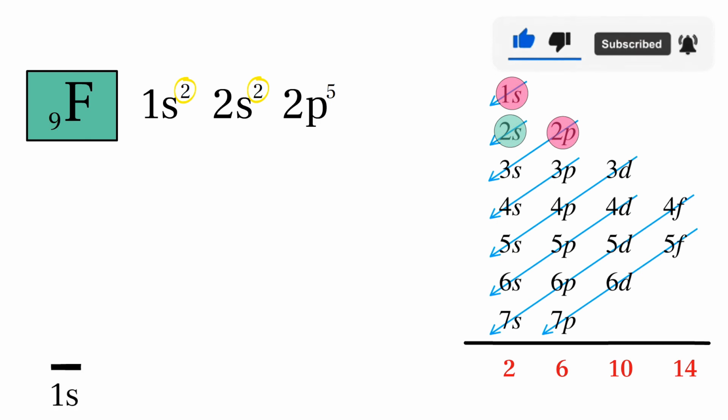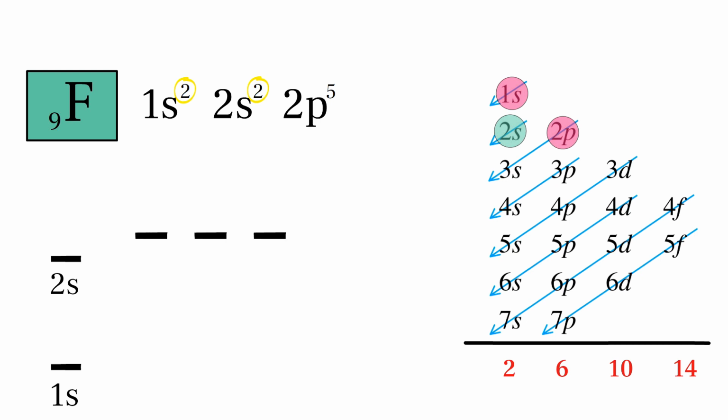This is the orbital of the 1s sublevel. This is the orbital of the 2s sublevel. And these are 3 orbitals for 2p sublevel. Referring to Hund's rule, we will distribute electrons to orbitals from the lowest energy level to the highest energy level. So we will fill the orbitals of 1s, then 2s, then 2p as we see.